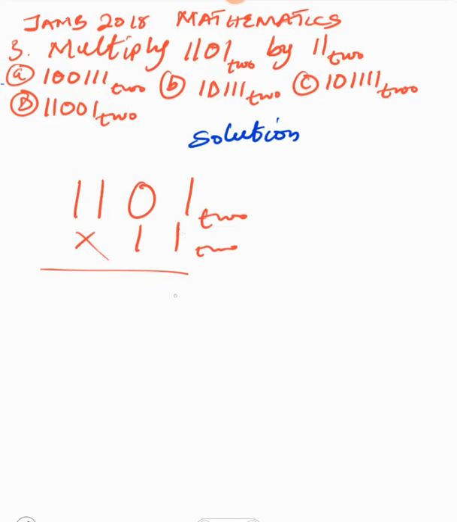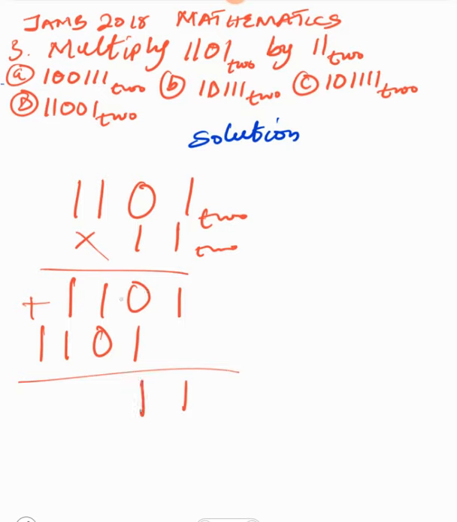1 times 1 will give us 1. 1 times 0, 0, 1 times 1, 1, 1 times 1, 1. Then 1 times 1 again, 1, 1 times 0, 0, 1 times 1, 1, 1 times 1, 1. Now we add the results. 1 down, 0 plus 1, 1, 0 plus 1, 1.